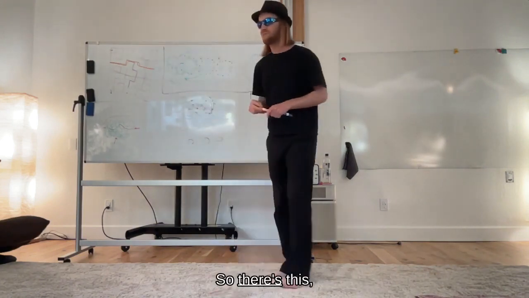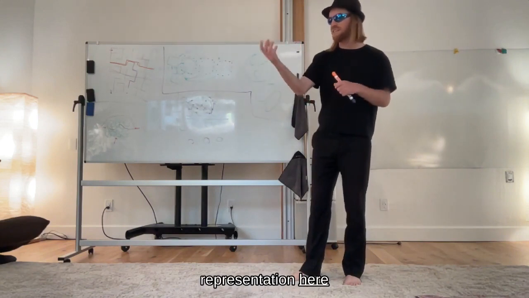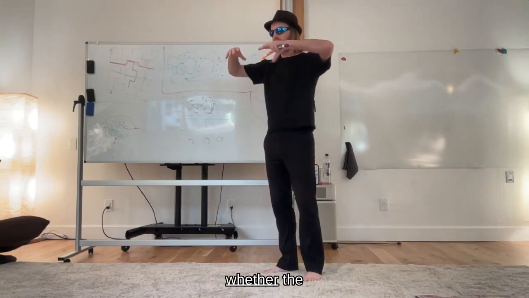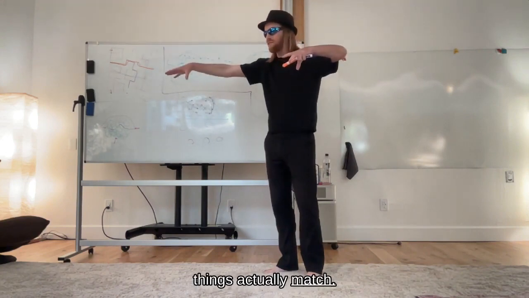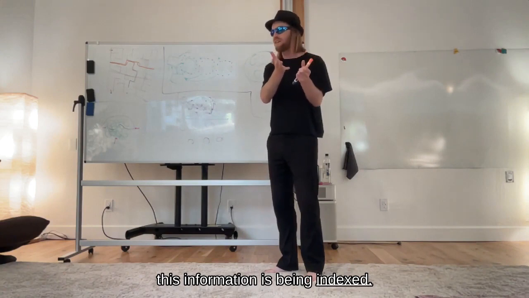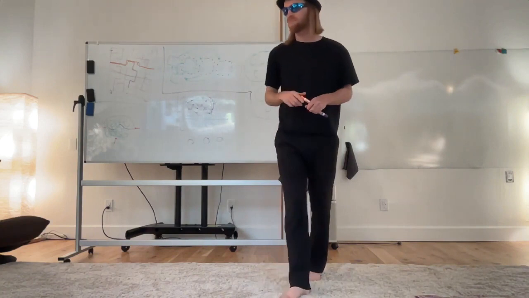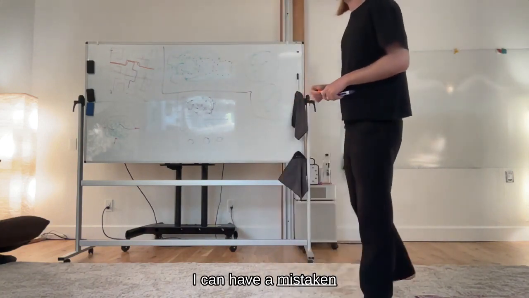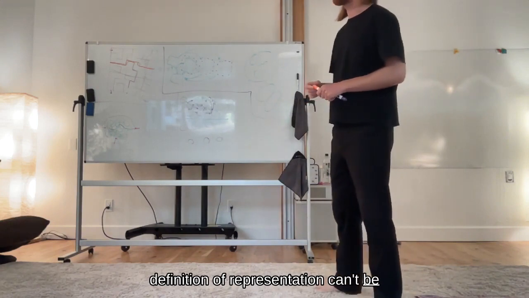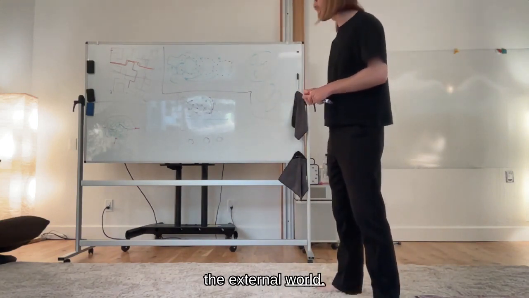So what's defining representation here is no longer centrally about whether the things actually match. It's instead more about how this information is being indexed, when you're going to go access it. I can be mistaken. I can have a mistaken representation, which means your definition of representation can't be about mapping correctly to the external world. Exactly.